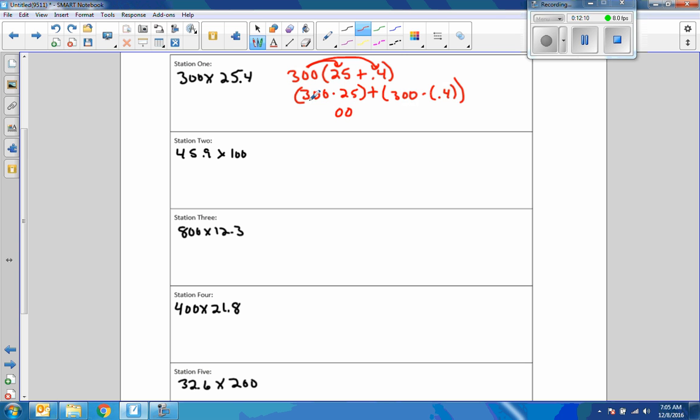3 times 5 is 15. 3 times 2 is 6, plus 1 is 7. So that is 7,500. Okay, 3 times 4 is 12. But 3 times 0.4 is 1.2. We have 2 zeros here, so it's not 1.2. Move the decimal 1, 12. The decimal 2, 120. Then take 7,500 plus 120, and the sum of those two is 7,620.